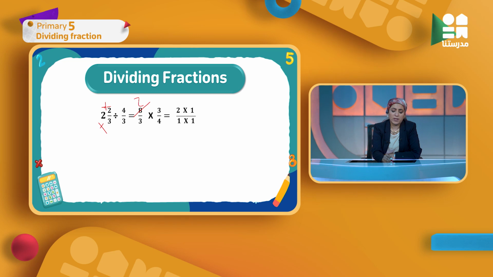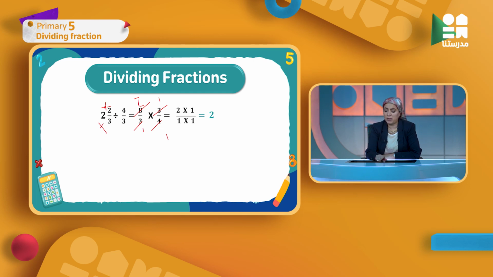8 divided by 4 is 2. 4 divided by 4 is 1. And the 3 as well can be divided by 3. So it will be 1 on top and 1 at the bottom. I multiply them. 2 times 1 and 1 times 1. The answer will be 2/1 or 2.